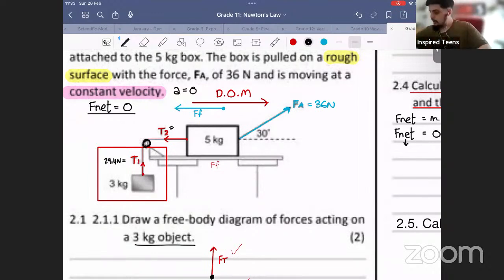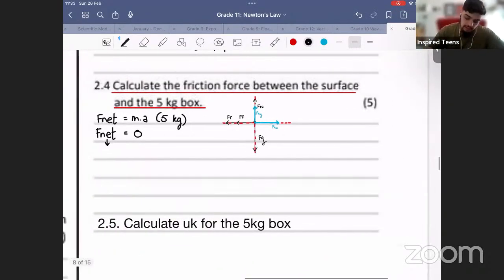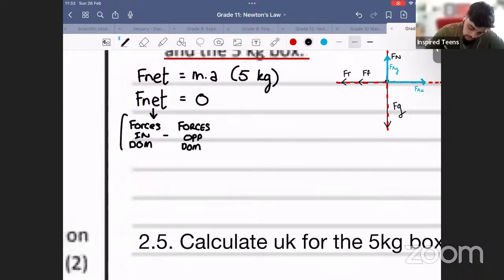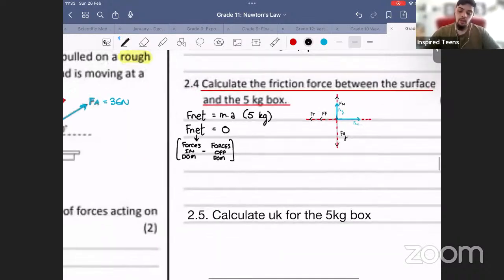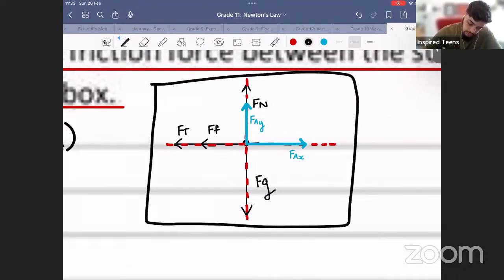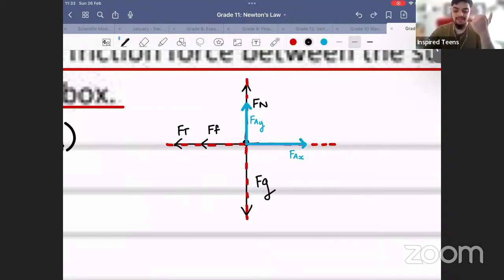Right, exactly. It hasn't changed, obviously. So the direction of motion. Remember, I say forces in the DOM, which is the direction of motion, minus forces opposite to the direction of motion. That's how I break up FNet. Now, this is how you pass Newton's law. Your free body diagrams have to be perfect. If your free body diagram is perfect, you have solved the question.